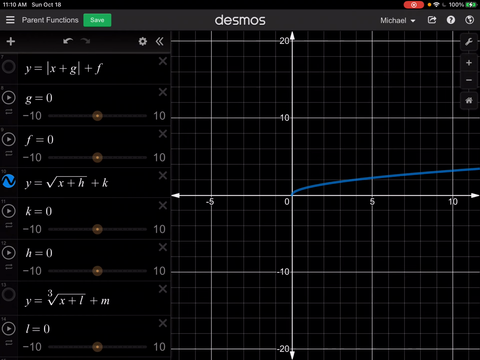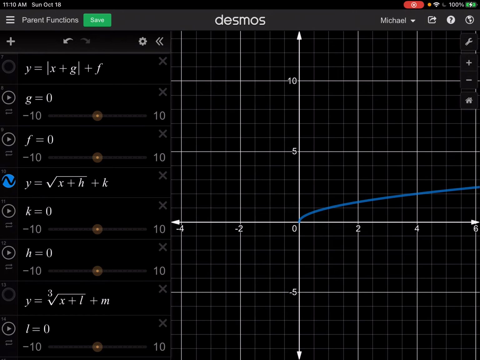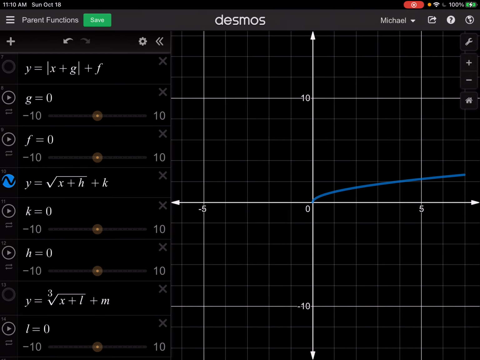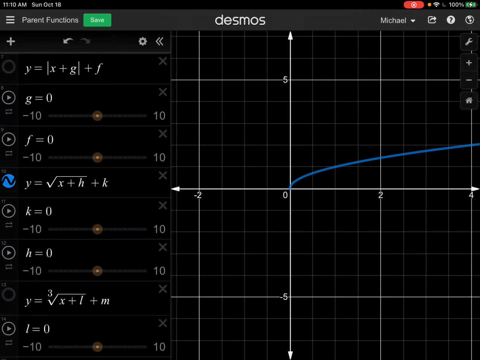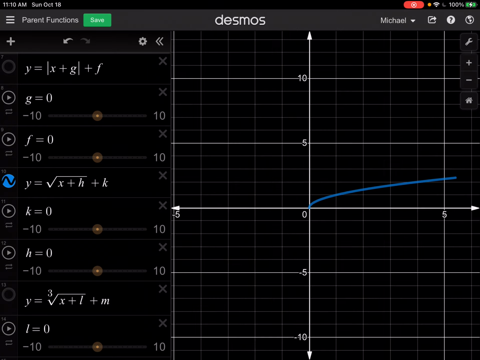So here is our normal square root graph. Let me see if I can get that a little nicer. It seems like we're just twisted a little bit.